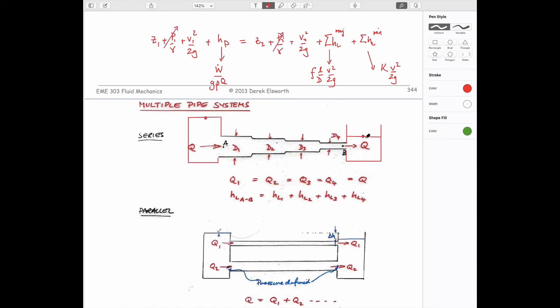If we take points 1 and 2 as being on the top of this tank, then the velocities are also 0, so those drop out. The only thing that is different is the elevation difference, Z1 minus Z2, which are these two terms here, and they survive. And the only remaining components are the head loss terms.